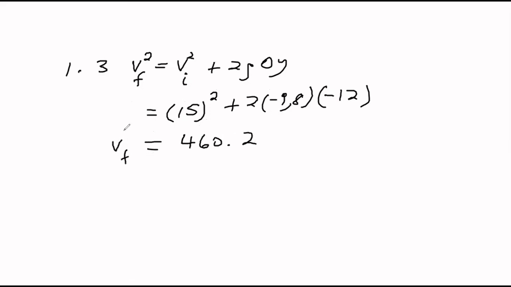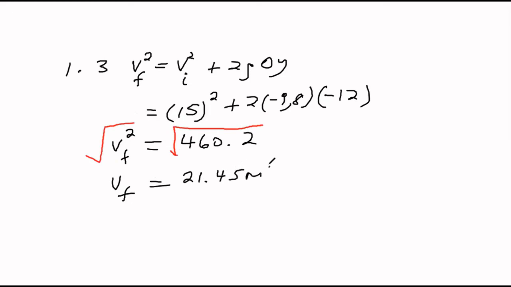But this is V final squared, but we're looking for V final. So we need to make V final the subject of the formula. What do we do to cancel the square? So we apply the square root both sides. Then we get V final, which is the same as 21,45 meters per second. Okay, let's now go to question 1.4.